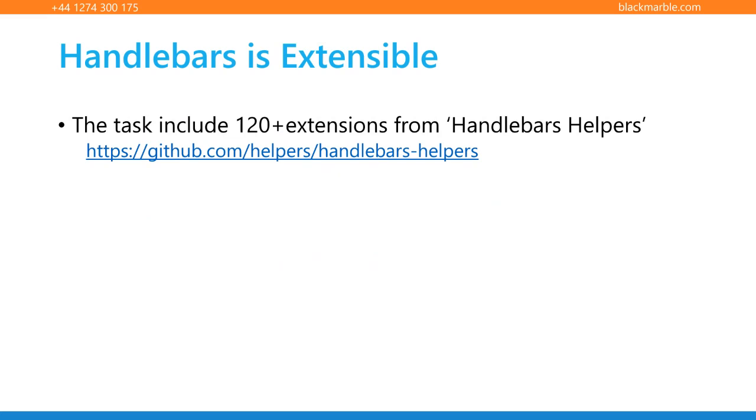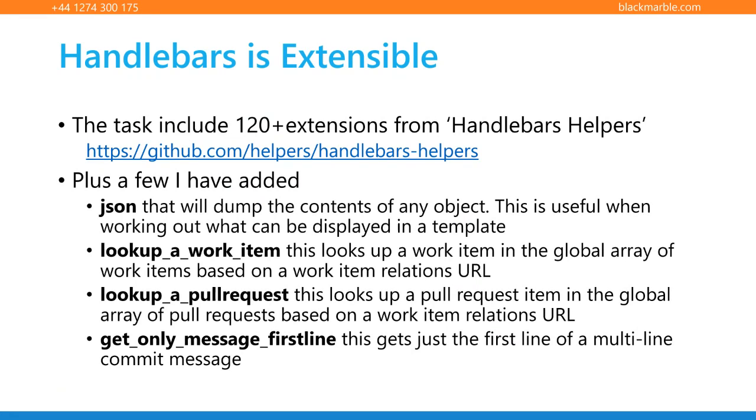That really does help. But I've also written some of my own extensions. So we've already seen a couple of them. We've seen the lookup work item. The lookup work item takes an array of work items and a URL and does the heavy lifting of working out, from that URL, which work item you were talking about and returning that work item. We have exactly the same for lookup pull request, because though my previous example worked the other way around, in that I looped across the pull requests and then found an associated work item, you could have your template working the other way around.